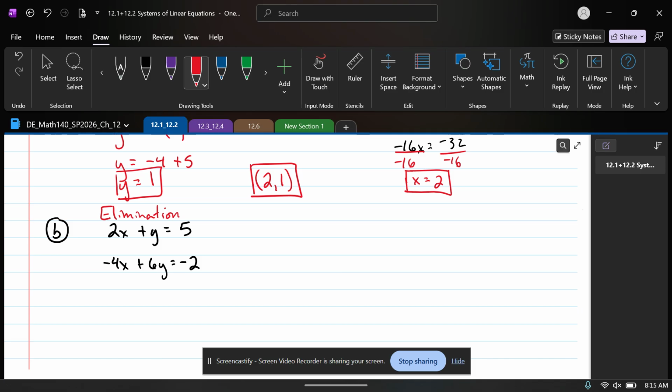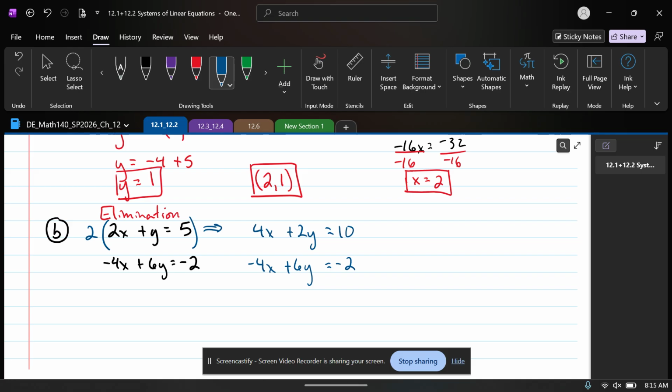So when I look at that, I see a 2x and a negative 4x. I could change that 2x to a 4x by multiplying by what? 2. So I'm going to multiply this entire first equation by 2. So I got to multiply that whole equation by that. And that's going to give me 4x plus 2y equals 10. And then I have negative 4x plus 6y still equal to negative 2. So I didn't do anything to the second problem.